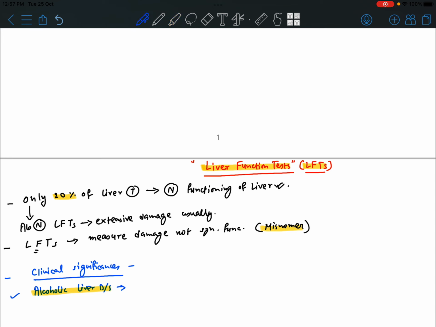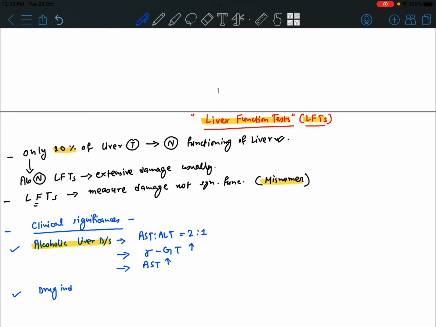Here, in short, AST to ALT will be in the ratio of 2:1. These patients will also have elevated levels of gamma glutamyl transferase, or GGT or gamma GT, and AST will also be elevated here.